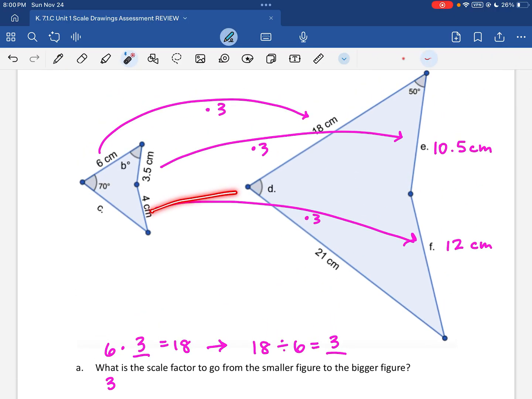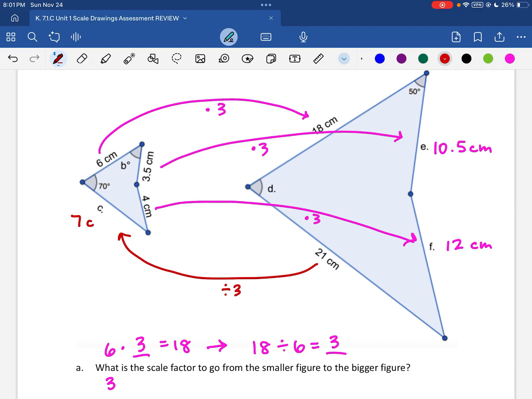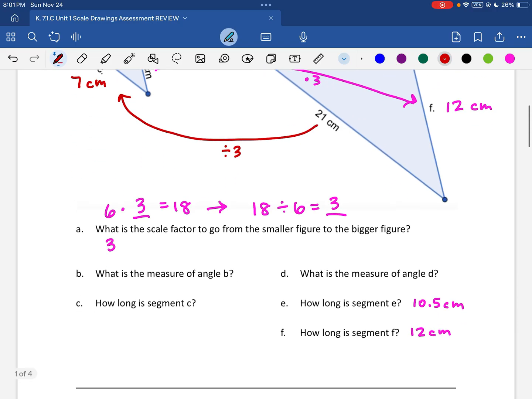So going forwards, I would multiply by 3, but here on C, I don't know what that number is, but I know that when I multiplied by 3, I got 21. Again, that means if I know how to go forwards, I also know that I can reverse that, and if I'm reversing it, that means I'm going to be dividing. So going forwards, I multiplied by 3, so going backwards, I will divide by 3, and 21 divided by 3 is equal to 7. So length C has a length of 7 centimeters.